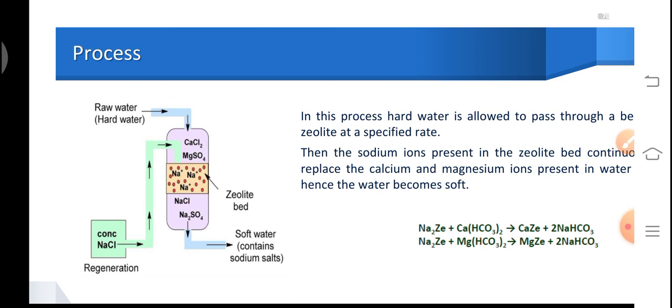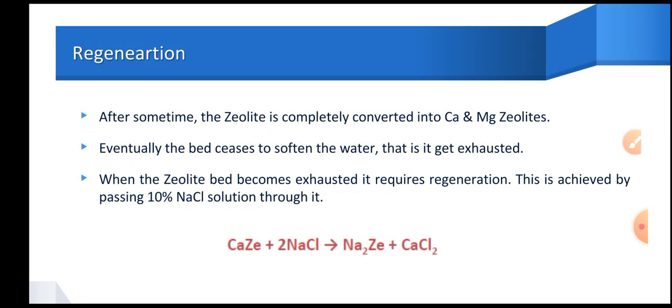In this chemical equation, sodium zeolite is treated with calcium bicarbonate and magnesium bicarbonate. So what happens during the reaction? The sodium is replaced by calcium. As a result, sodium zeolite is converted into calcium zeolite, whereas sodium bicarbonate is produced as a byproduct. Similarly, when it is treated with magnesium bicarbonate, magnesium zeolite is retained, whereas the filtrate contains sodium bicarbonate. So this is how zeolite helps in the removal of calcium and magnesium ions.